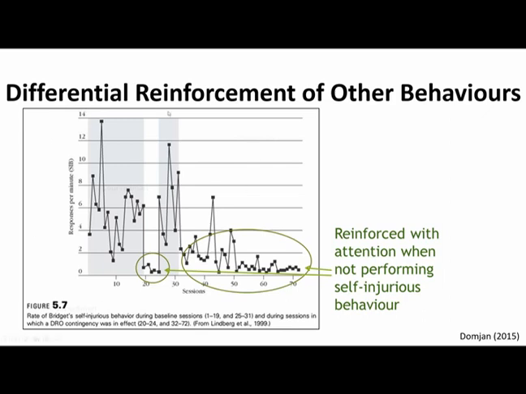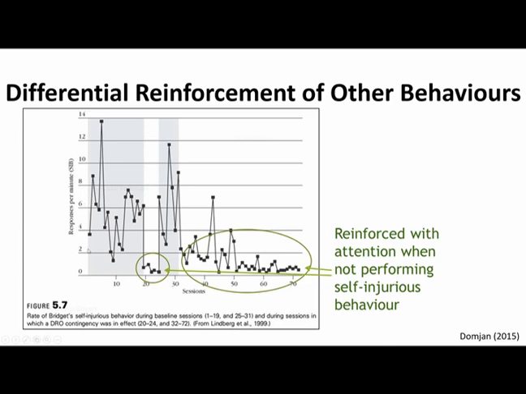We can actually see a graph here from a study that was looking at an individual who engaged in self-injurious behavior. Basically, she would injure herself in order to get attention. On this graph, we're looking at responses per minute, basically how many times they're injuring themselves during the session, and then across all of the sessions. So this is our time variable here.